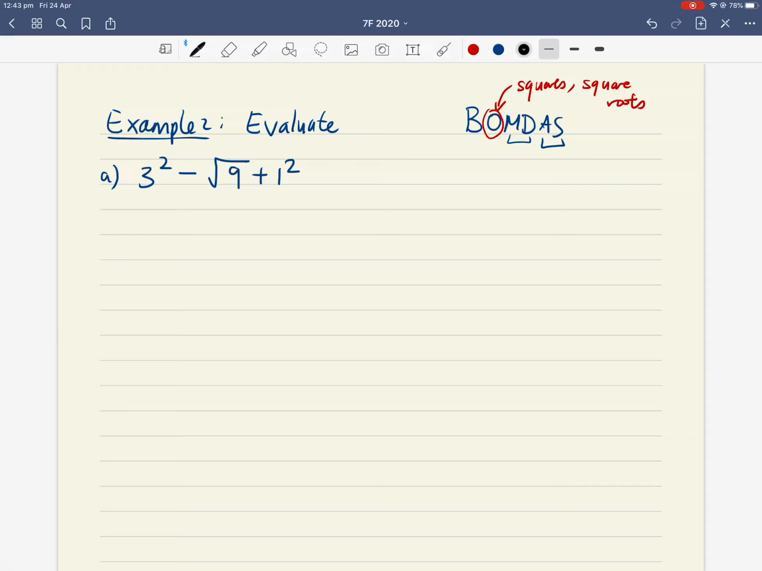Okay? So first of all, are there brackets? No, so leave it alone, we don't have to do that. Next, we need to look at, are there powers and square roots? If so, let's do them. So 3 squared is 9, because 3 times 3 is 9, minus square root of 9. What squared is 9? 3. So square root of 9 is 3, plus 1 squared. So 1 times 1 is 1. And then you add and subtract left to right. So 9 minus 3 is 6. 6 plus 1 gives us 7.